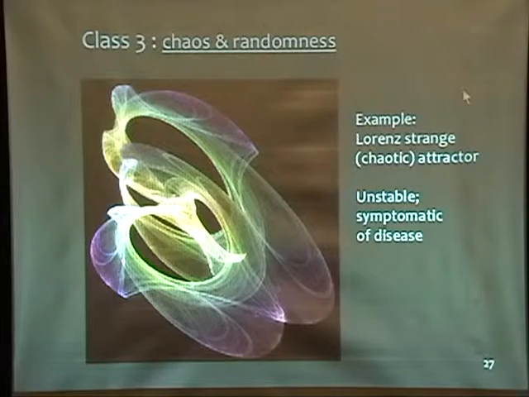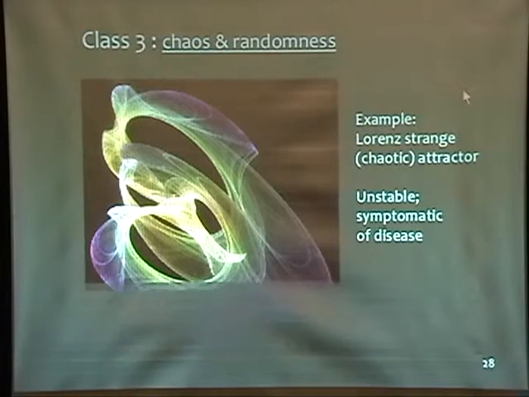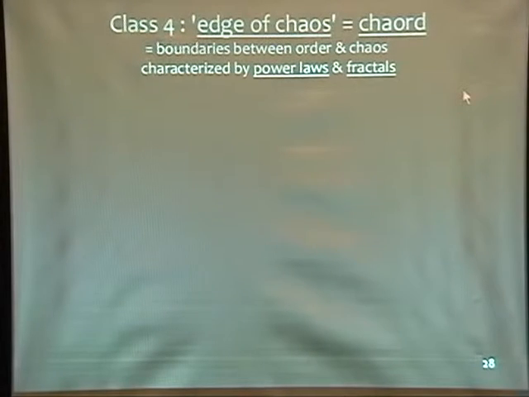Heart attack is class 3. It's where the muscles of the heart beat chaotically and don't pump blood efficiently. So where you really want to be is in between class 2 and class 3, in between too much order and too much chaos. And that is class 4. Class 4 is called the edge of chaos. It's in between class 2, which is very orderly, and class 3, which is very chaotic.